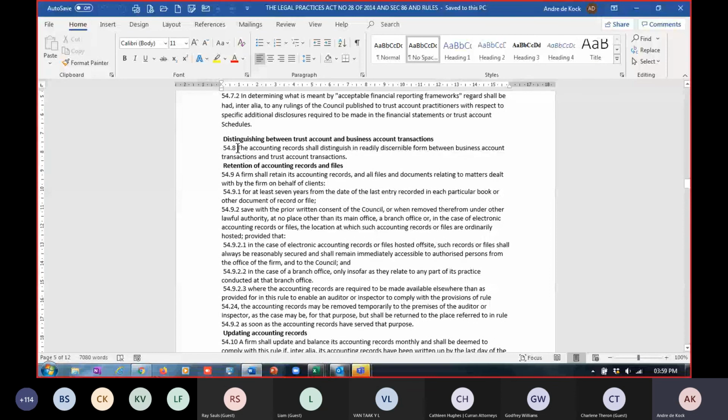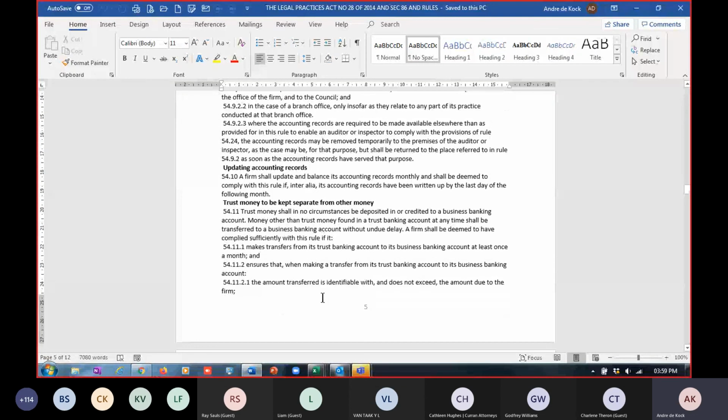Over here, the accounting record shall distinguish in readily discernible form between business account transactions and trust account transactions. So you can see, yesterday I said to you, why are we doing this course? It's so that you can comply with all of this, okay? That you can comply with it.